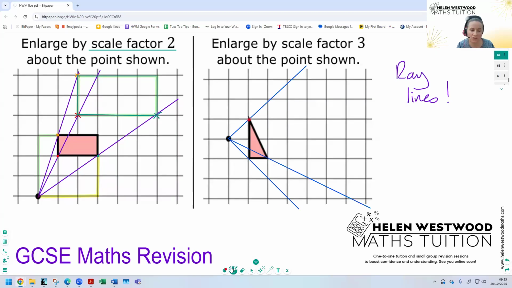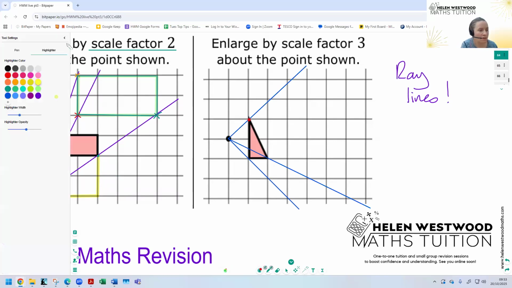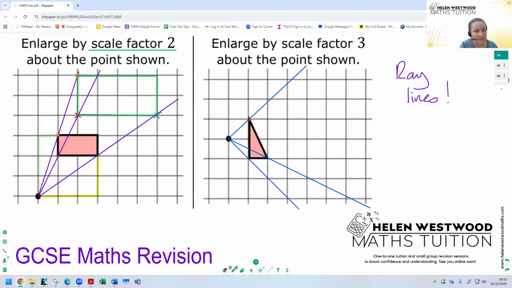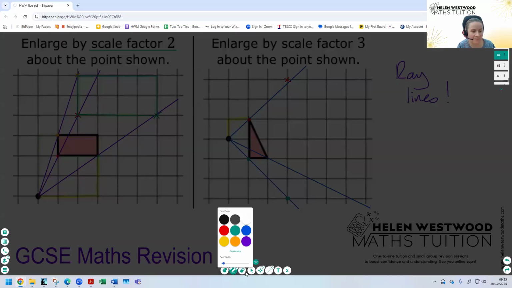So starting with this top corner where I've put the red dot, we can see that we go up 1, across 1 to get to that corner from the center of enlargement. So when we apply a scale factor of 3, we're going to go up 3, across 3. So that new corner is going to be just there. If we look at this bottom left-hand corner, from the center of enlargement, we go down 1, across 1. So we're going to go down 3, across 3, and that green corner is going to be just there.